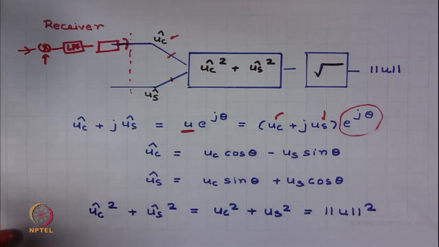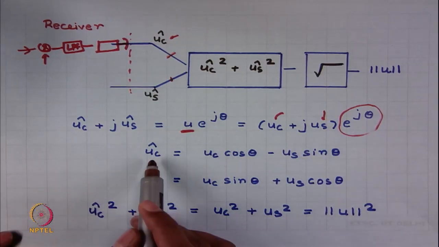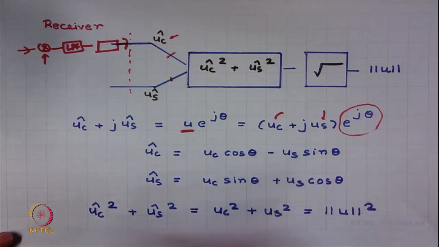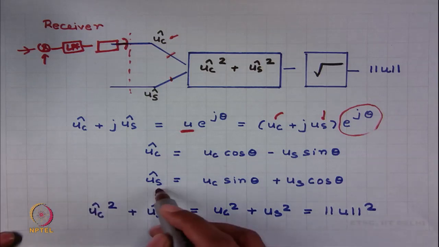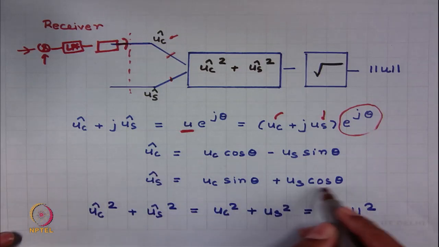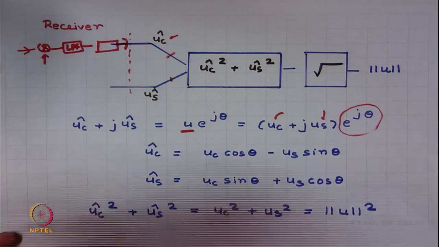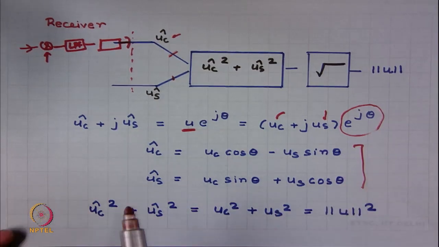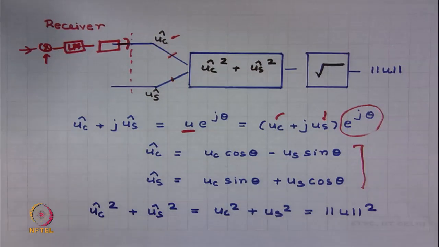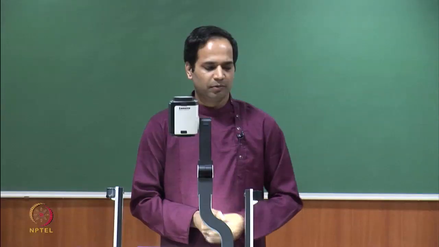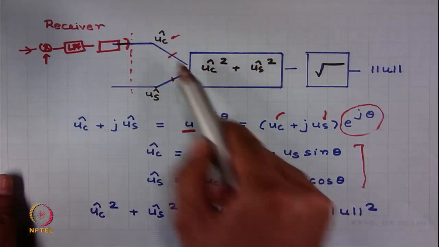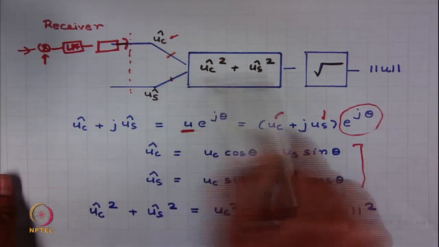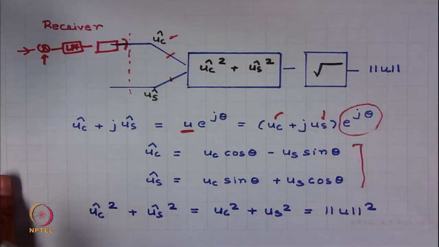And just working out the arithmetic, you can see that this UC cap is UC cos theta minus US sin theta, and US cap is UC sin theta plus US cos theta. Actually, this we have derived in one of the previous lectures in modulation, and hence I am not repeating it. I am sort of revising the stuff for you. So, what you do is you square this thing in here and you square this thing and you add these two components and then you take the square root.